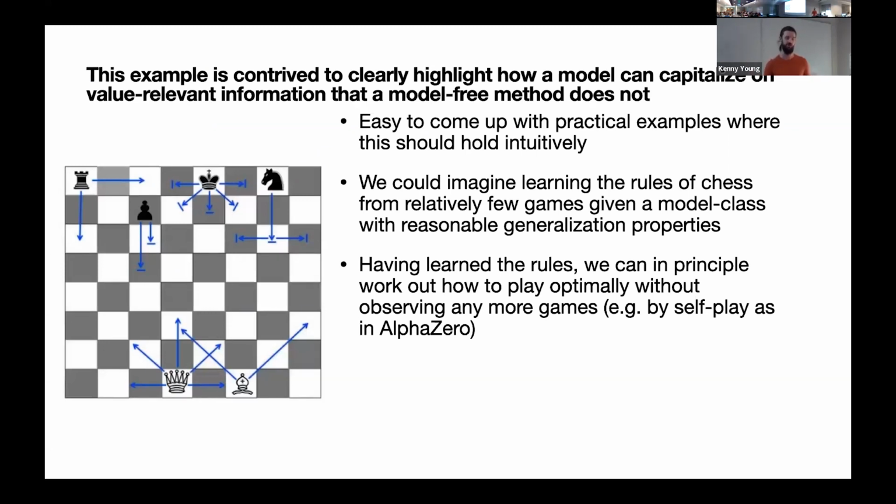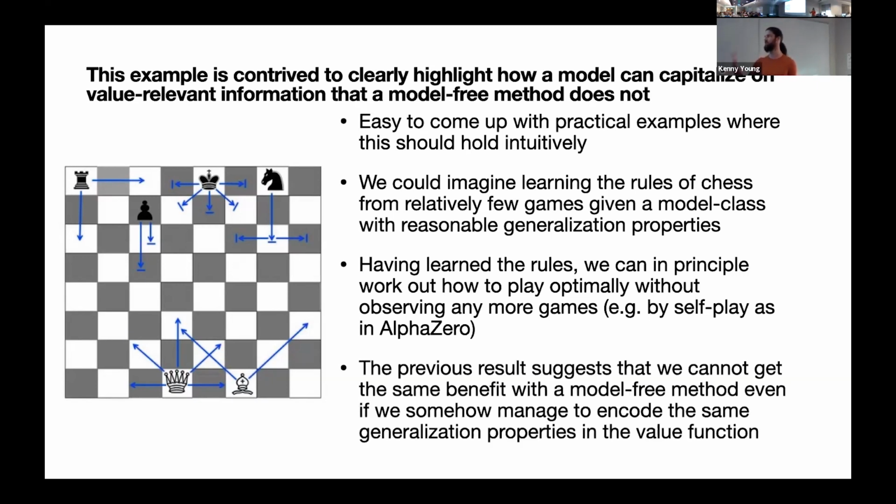So for example, we could run AlphaZero by self-play, using that learned model. What this previous result suggests is that in cases like this, we probably cannot get the same benefit with a model-free method, even if we somehow manage to encode the same generalization properties into the value function that let us generalize and find the rules of the game fairly efficiently. So there's something fundamentally limiting about just doing updates in this temporal difference Bellman optimality way. But as Shava mentioned, if you were learning all possible reward functions, that would probably change the situation.